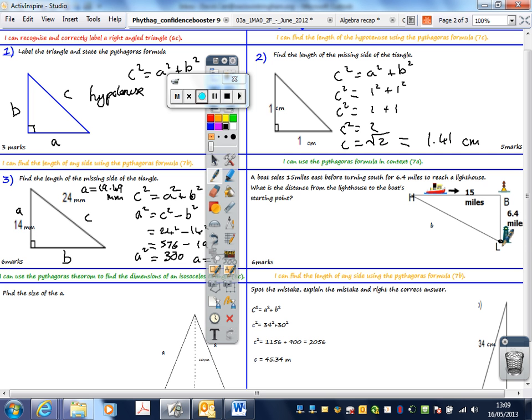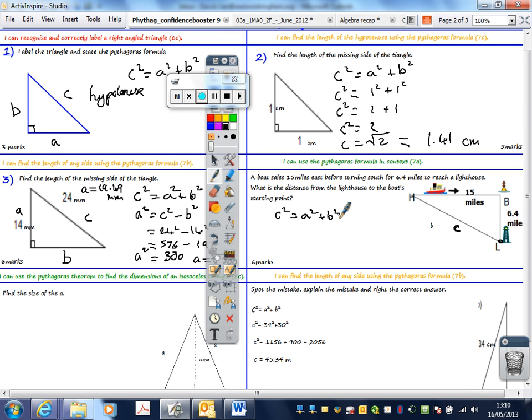What the question is asking you: what is the distance from the lighthouse to the boat's starting point? So we want this bit here. What else could we call that in a triangle? The hypotenuse. So this one's a nice easy one. Go on then, talk me through it. C squared is equal to A squared plus B squared.